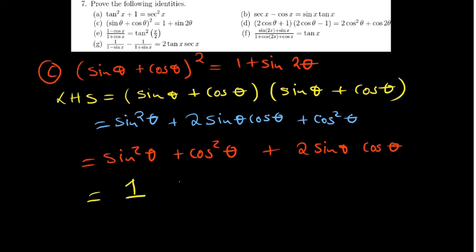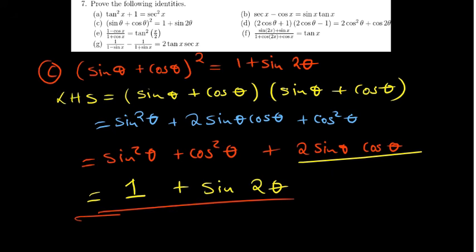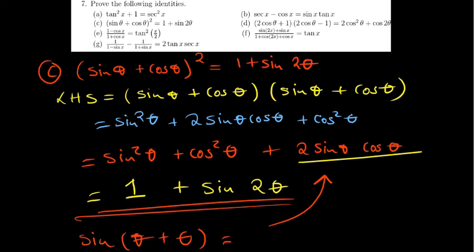Now, I already showed you from the double angles that 2 sine theta cosine theta is the same as sine 2 theta. Okay, so this is already proven. Remember, try sine of theta plus theta, and it will give you that. So we've now proven this one.